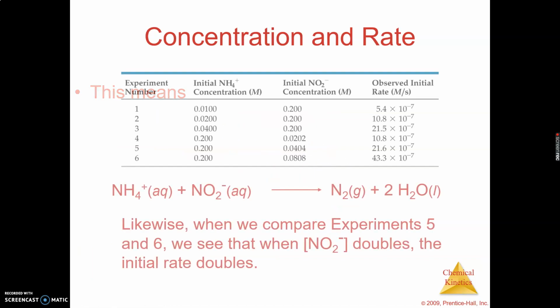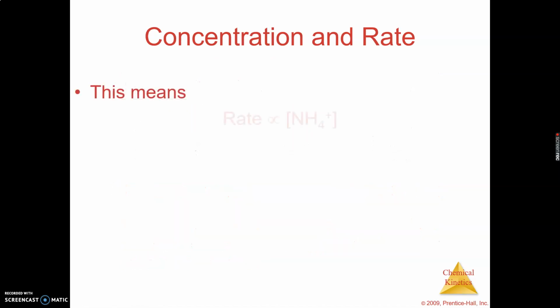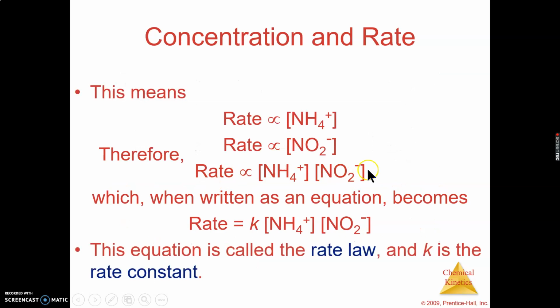We can go back here. If you double this concentration, the rate would double. If you double this concentration, the rate would double. So if we doubled both concentrations, the rate wouldn't double. You would think the rate would quadruple. And that's kind of what we're saying here when we multiply the change. So if you double this and double this, 2 times 2 is 4, so the rate would be 4 times greater.